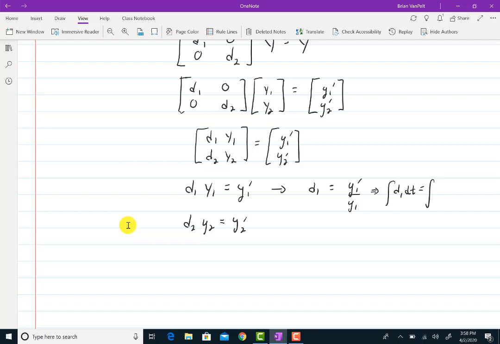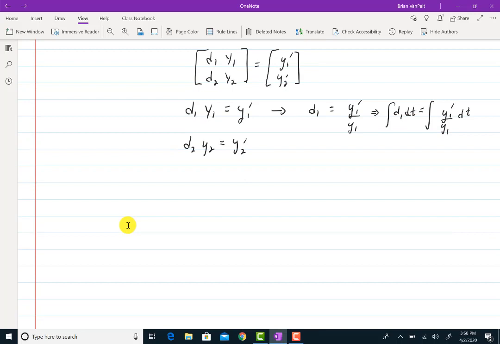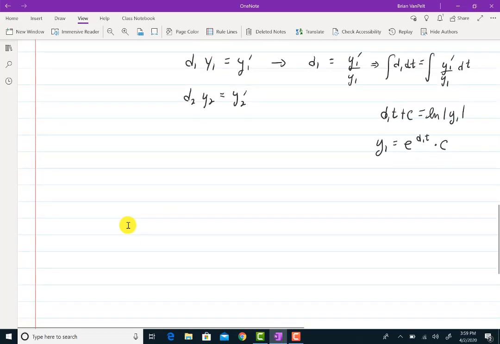Oops, I'm getting ahead of myself. y1 prime over y1 dt, and as you can imagine, that's equal to the natural log. So on the left I'm going to get d1t plus a constant will equal ln absolute value of y1. Then I can solve that and get an answer like this: y1 will equal e to the d1t times some sort of constant. So then you get your answers like that, and your y vector will look like this.